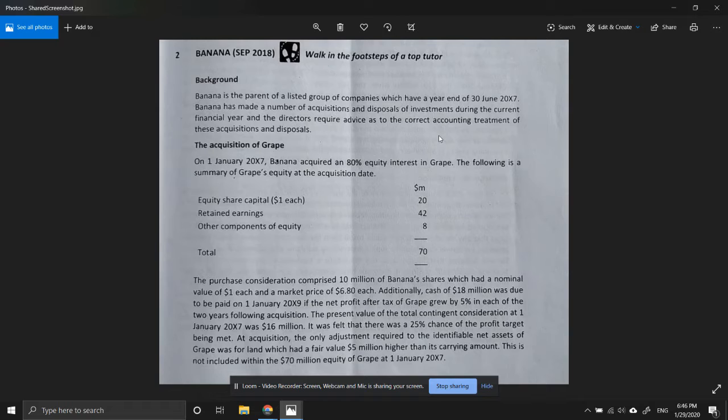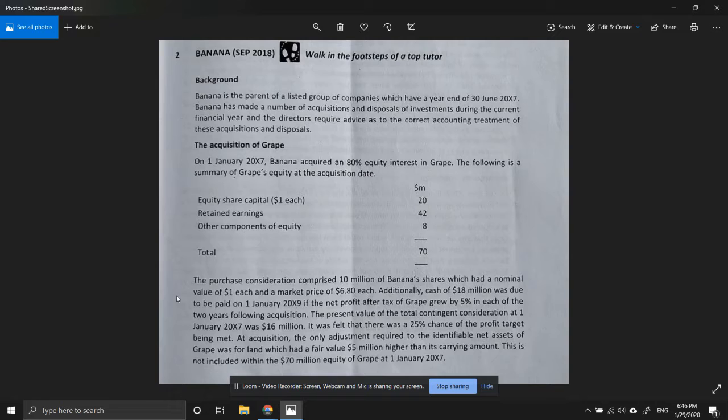The acquisition of Grape: on 1st Jan 20x7, Banana acquired an 80% equity interest in Grape. The following is a summary of Grape's equity at the acquisition date. So share capital 20, retained earnings 42, other component of equity 8, and this is an OCI item, and then 40.